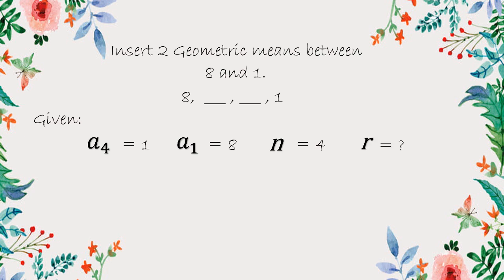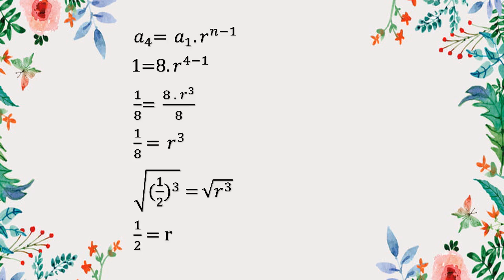And r is unknown. So substituting in the formula, we have a sub 4 is equal to a sub 1 multiplied by r raised to n minus 1. So 1 is equal to 8 multiplied by r raised to 4 minus 1. So 4 minus 1, that would be 1 is equal to 8 multiplied by r raised to 3.